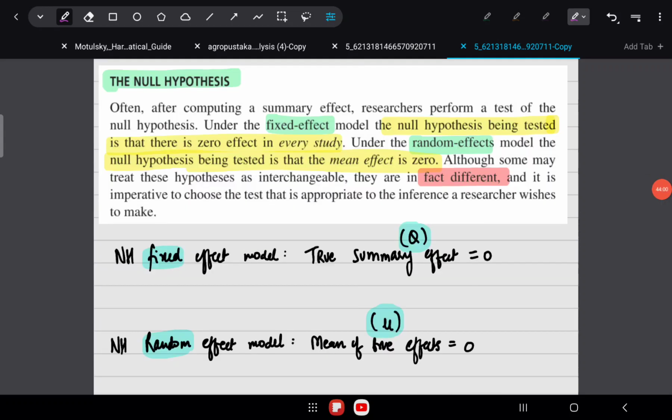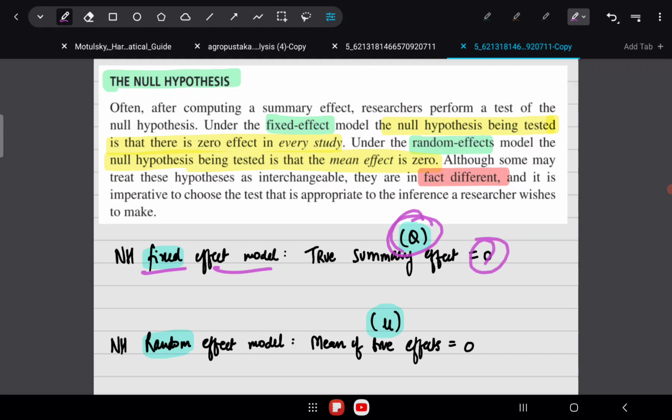Now, what is another difference between fixed and random effect modeling? That is the null hypothesis. We know that when we constitute the summary effect, we also calculate the Z statistic, and we calculate a one-tailed or two-tailed p-value when we do meta-analysis. The null hypothesis is different because the definition of the summary effect is different. So the null hypothesis is also different for fixed and random effect modeling. For fixed effect modeling, the null hypothesis will be that the true summary effect is 0.